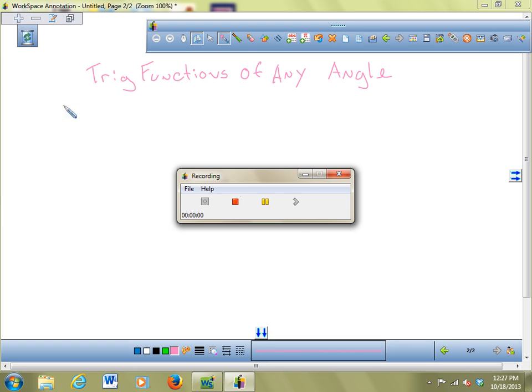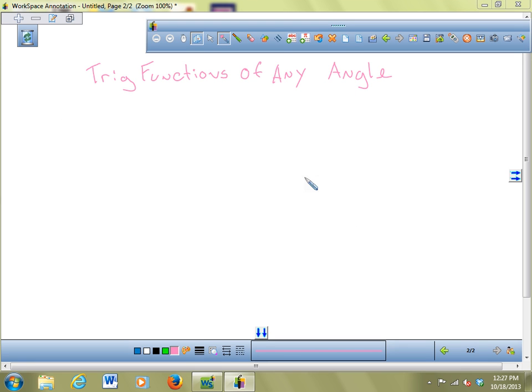We've talked about trig functions really just of acute angles and on the unit circle and stuff like that. But now we're going to talk about trig functions in a circle where the radius could be anything you want it to be, okay? Like 5 or 10 or 26 or whatever you want it to be.